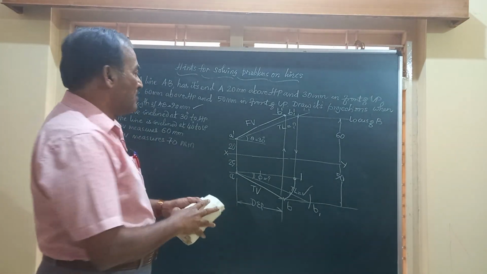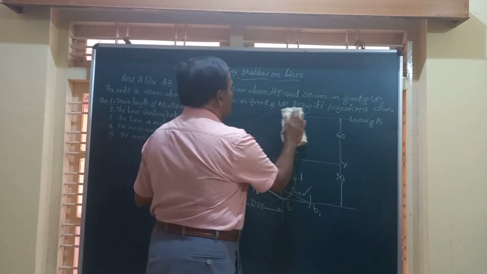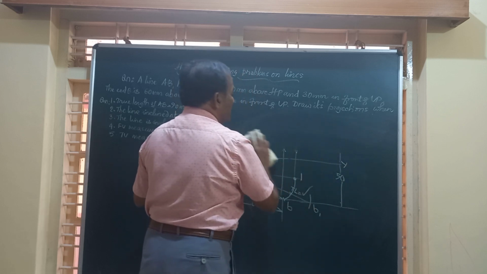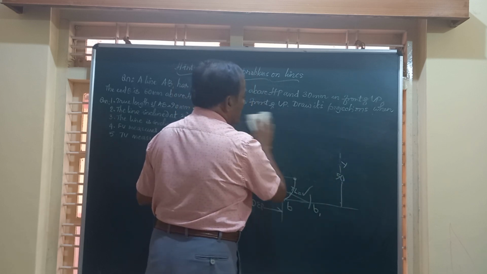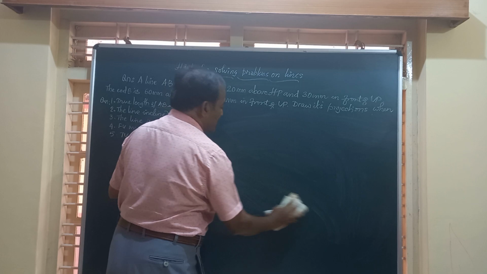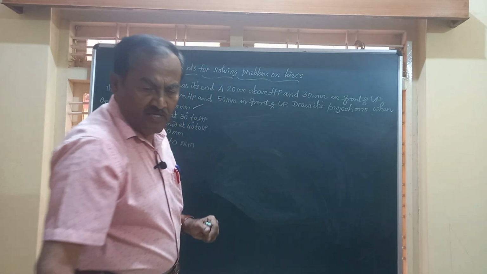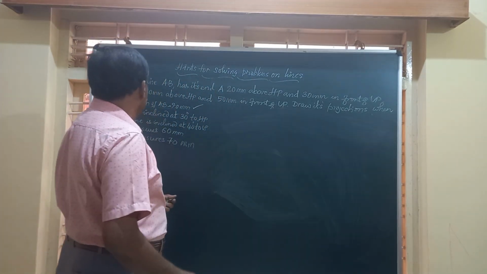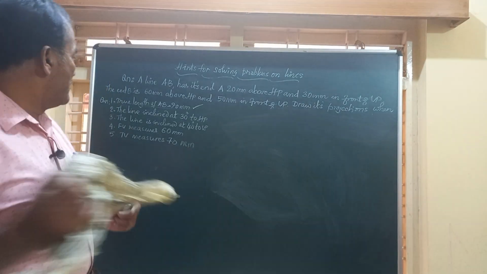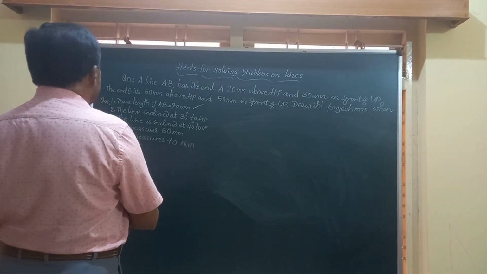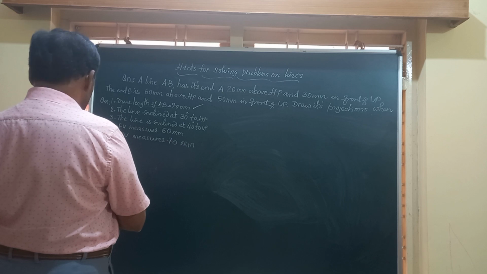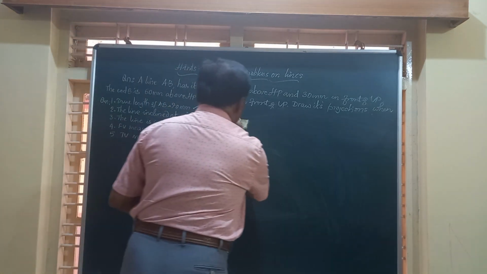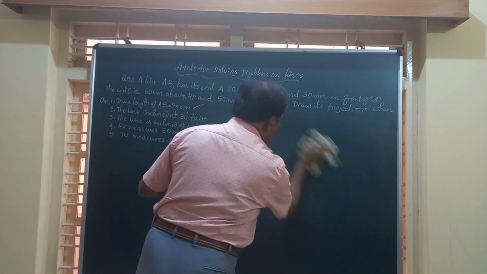Friends, I hope you're all following this. Now, let's move on to the third question, which is also an equally important question. Friends, here we have been given that the line is inclined at 40 degrees to VP. So, we will solve this problem.